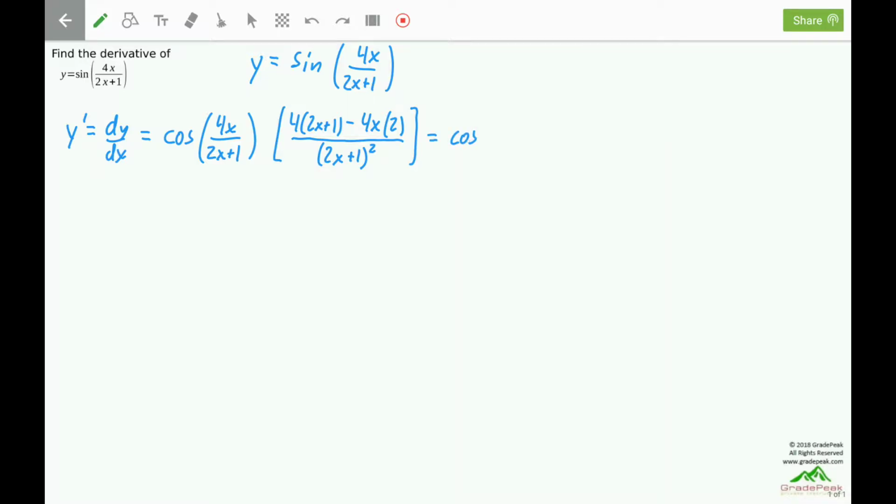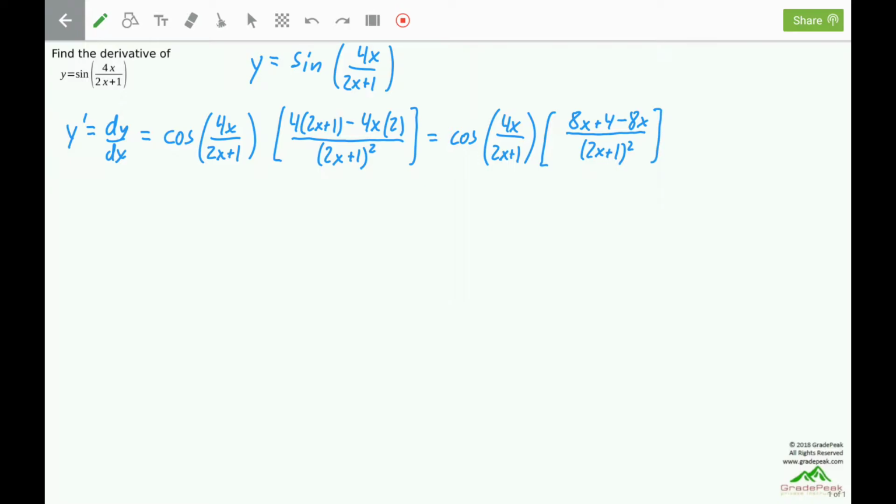So we have the cosine of 4x over 2x plus 1. And in the square brackets, let's distribute the 4 in here. That will give us 8x plus 4. And we'll multiply these with each other, negative 4x times 2, which is negative 8x, all over the 2x plus 1 squared.